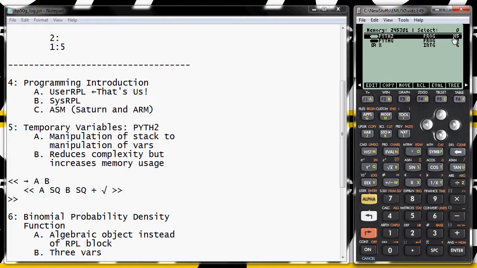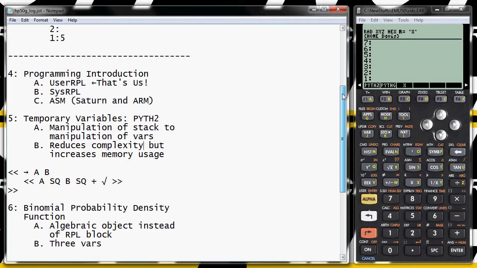PYTH2 with the temporary variables is 45 bytes, while we have PYTHG, our original program, with 22 bytes. And that's about double the size. Imagine if you had a huge application that was doing things with graphics and you decided that all the values would be temporary variables, and that would increase the size of the program a ton. Whereas if you just keep the values in the stack and remember how to manipulate them, it would be expedited somewhat. So there are some pros and cons to it.